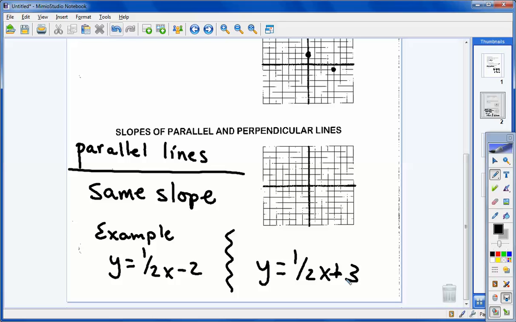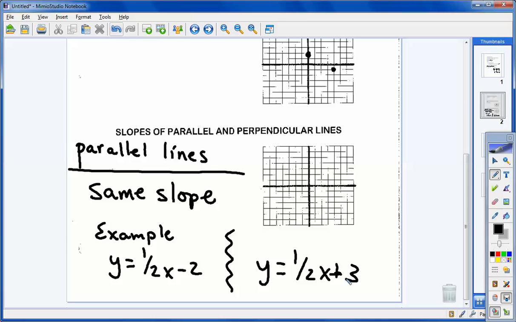Have you guys got these examples written down right over here? Example 1, example 2? Let's talk about graphing these right here. I want to go ahead and explore. So first of all, are both of those equations in slope-intercept form or not? Yes. They're in good shape here. What's the slope value on the first equation up here? 1/2. What's the slope value on the second equation right here? 1/2.